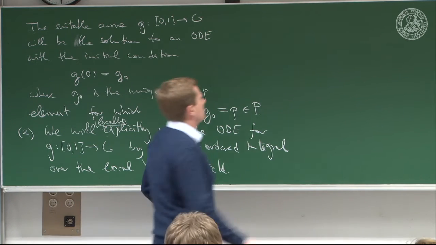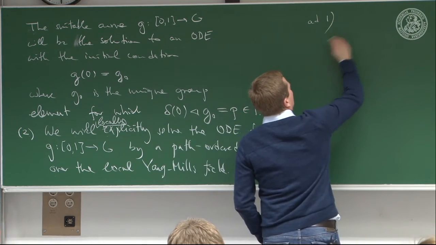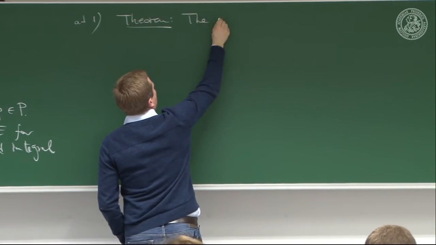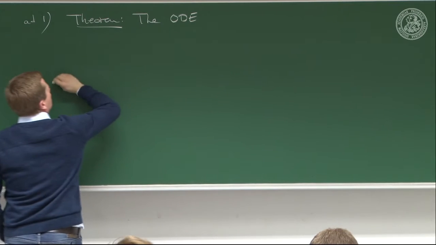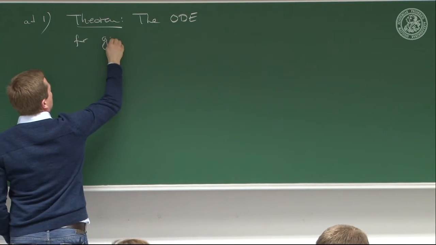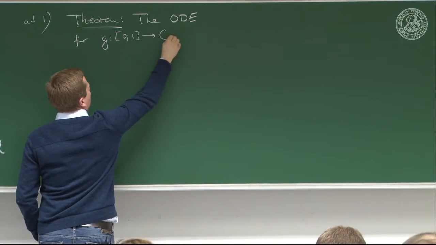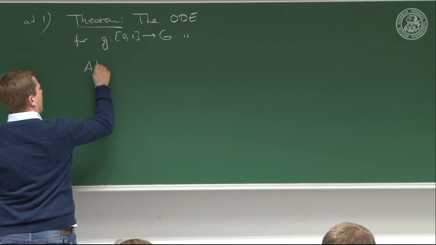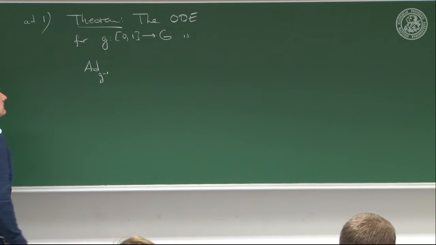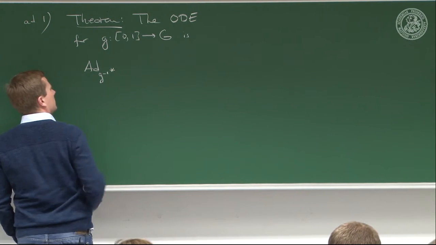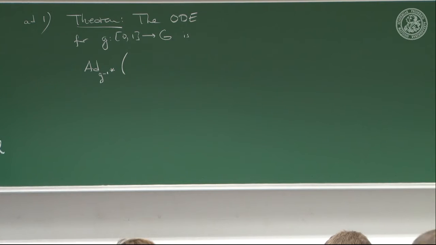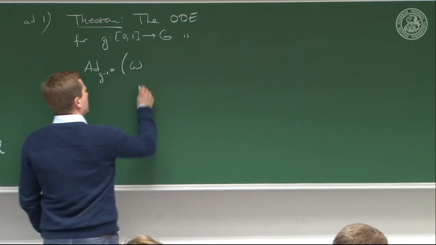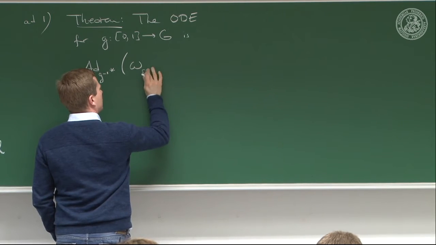Okay, so, well, let's start. So at 1, we have the theorem. The ordinary differential equation for the curve g is Ad g inverse push forward of the one form omega in the principal bundle evaluated at the point delta of lambda.